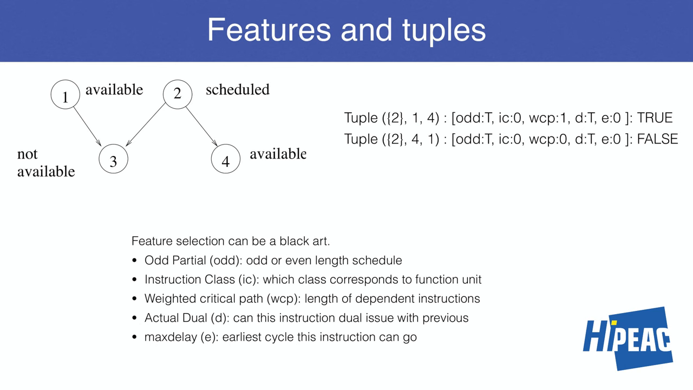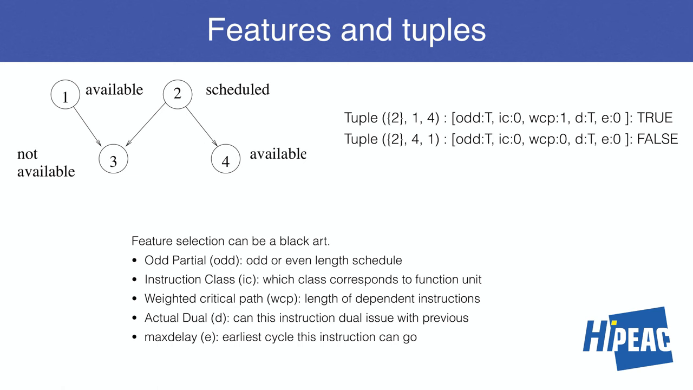So first you have to characterize what a schedule looks like. This is the thing about features. We're going to come back to this time and time again. Here you have features with the tuple 2, 1, 4. What does that say? 2 is the partial schedule, the thing you've already scheduled. And he's saying one and four: if one goes first, that was the best one this time, so we record a true, but if four goes first, it's a bad idea, so we record a false.